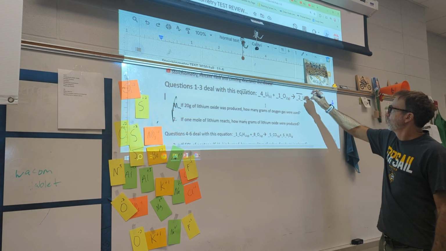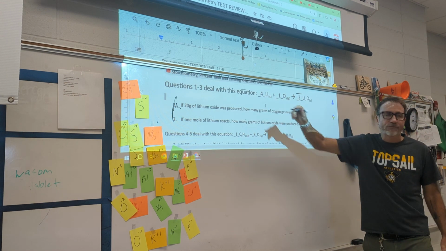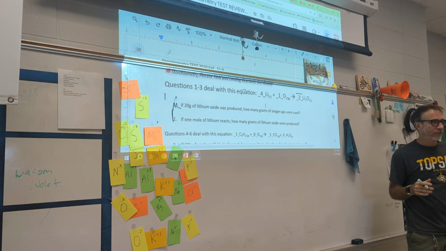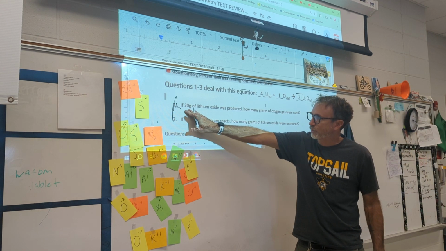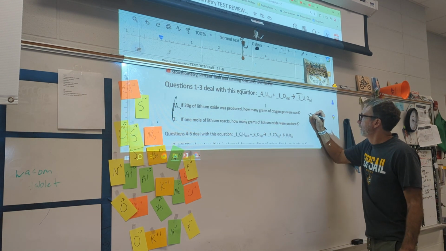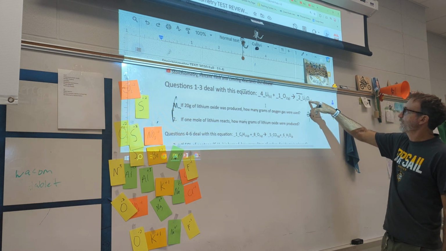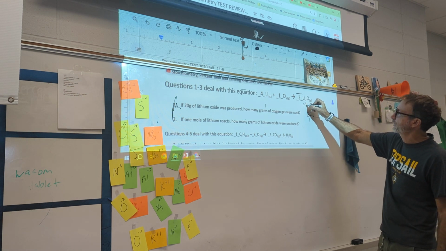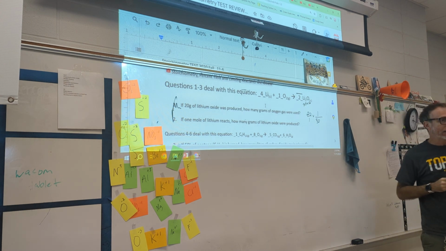Okay, now, we cannot put grams there. These numbers only stand for moles, right? So the first thing we have to do is change this 20 grams to moles. 20 grams over 1 times 1 over lithium oxide, which is 7 plus 7 plus 16. That's 30. Does everybody understand? Do I need to slow down?